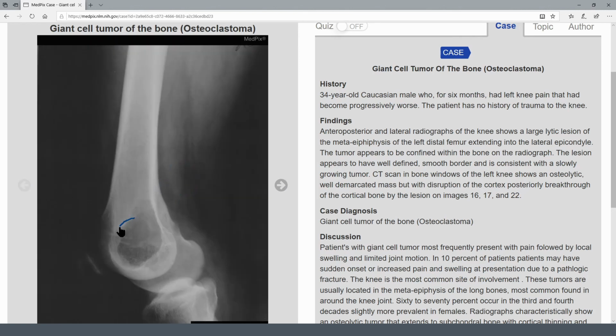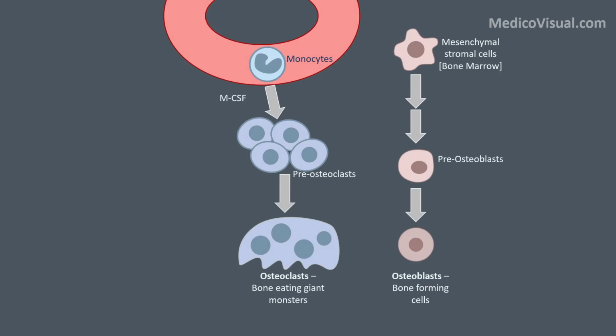And here also you can see this empty appearing lytic lesion, nice, well demarcated. This is the giant cell tumor. Some pathologists also like to call it soap bubble appearance. The treatment is surgical resection, but there is a drug that may be used as an adjuvant therapy. Let me tell you what is that drug.